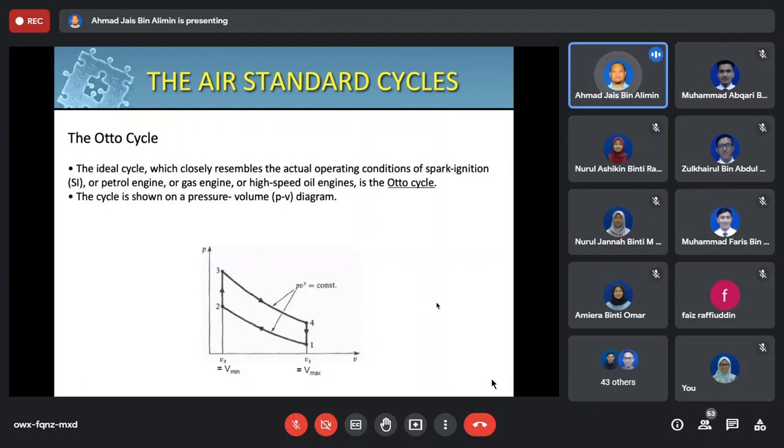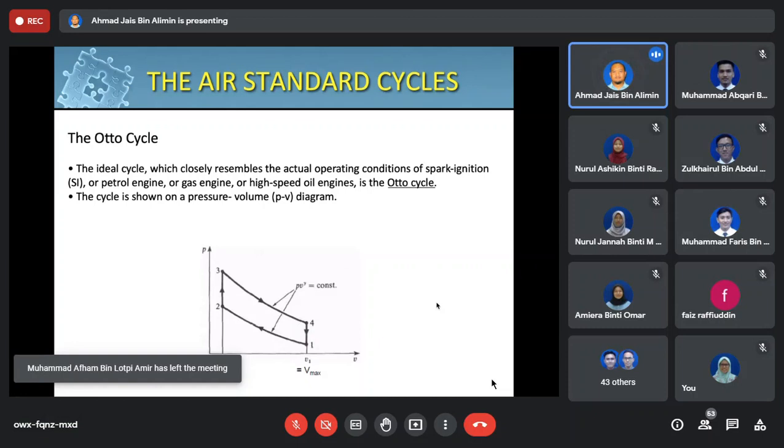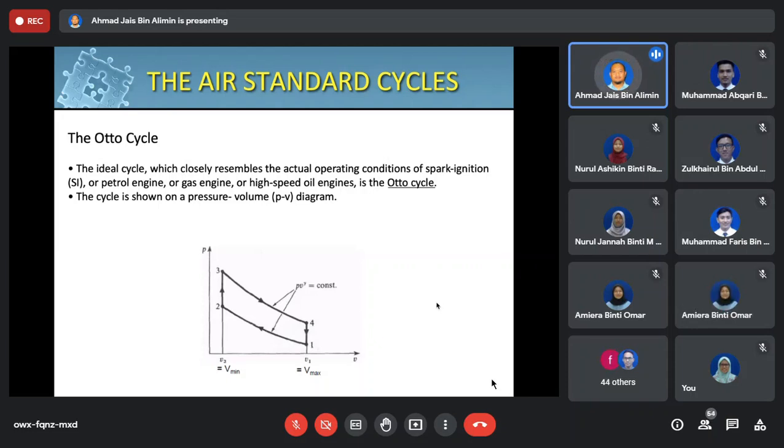Okay, so for the spark ignition, we have the spark plug to create the ignition to ignite the mixture of fuel and air, and then everything is happening at the same volume. Okay, where you have the compression and then the ignition, and after that you have the expansion process. So if you look at the Otto cycle, you have 3-4, the path from state number 3 to state number 4. So you have the expansion process, and from the expansion process you arrive at the maximum volume, so it's called Vmax.